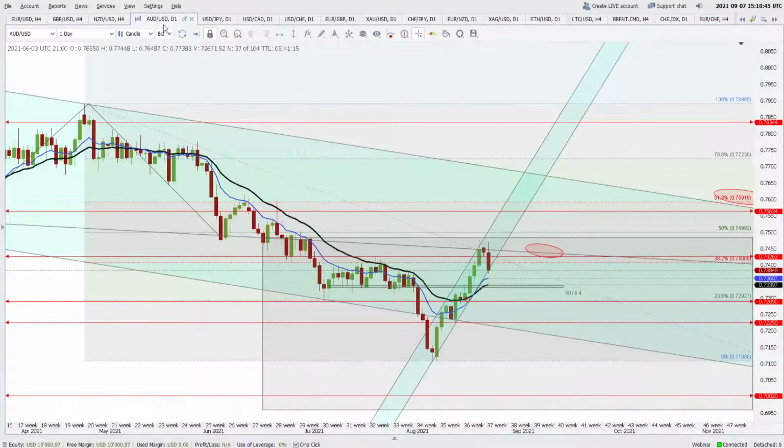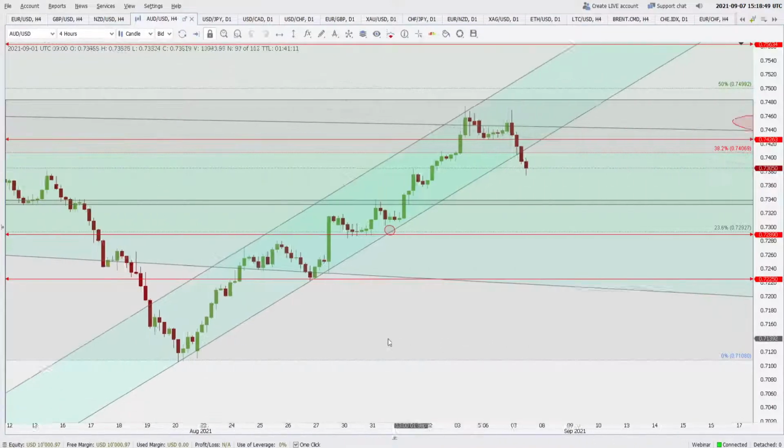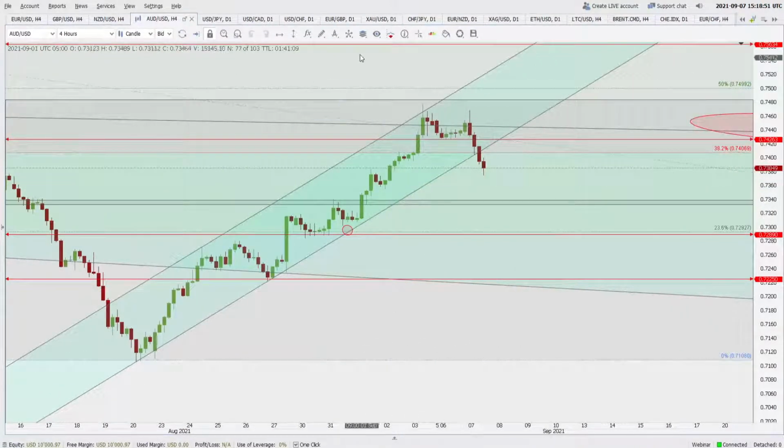But I will say that rather than opening this position now, why don't you wait for a close here and let this candle go test this level as the fresh resistance, and then open a position around here, the conservative way.